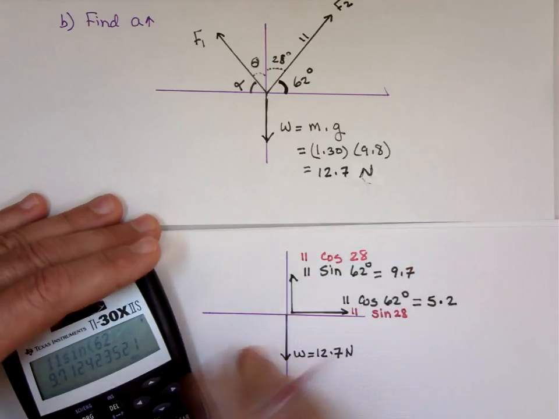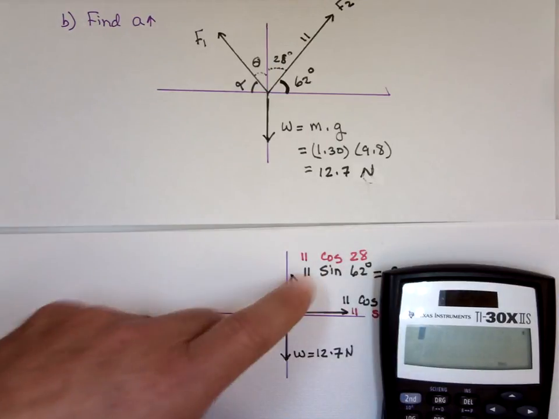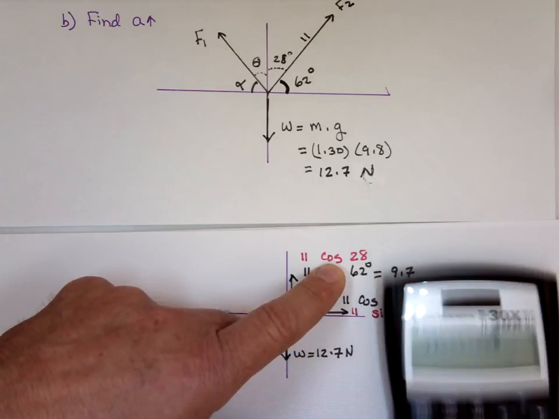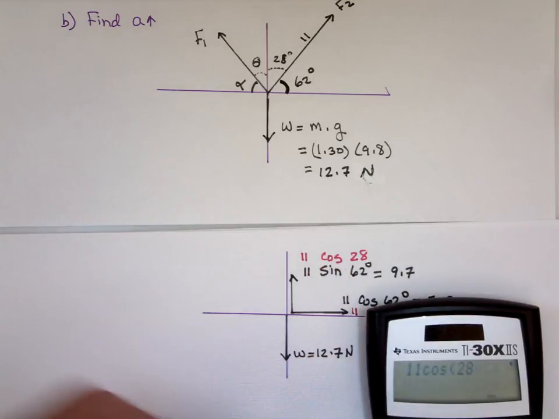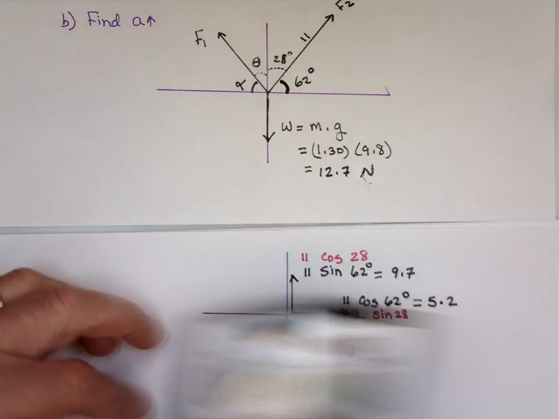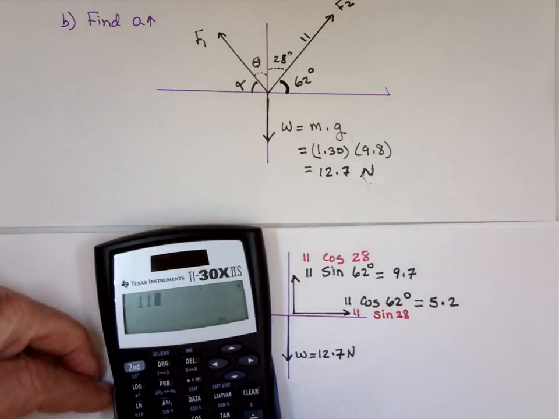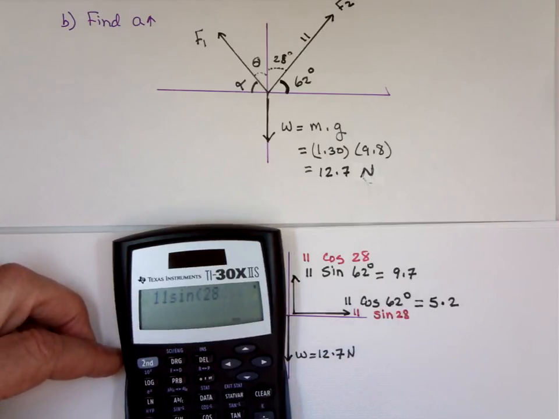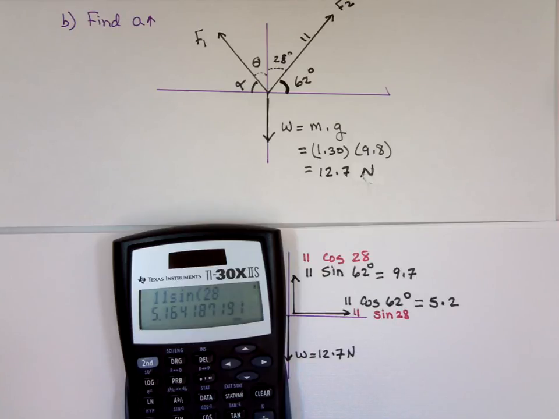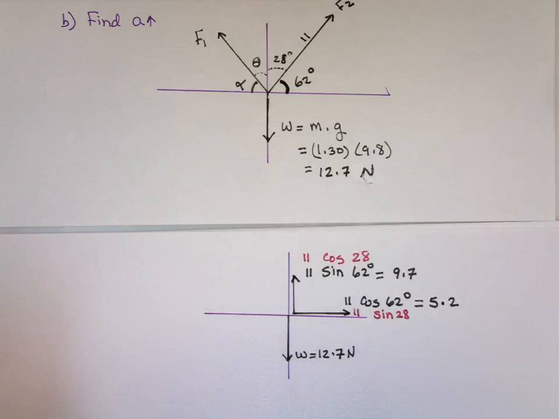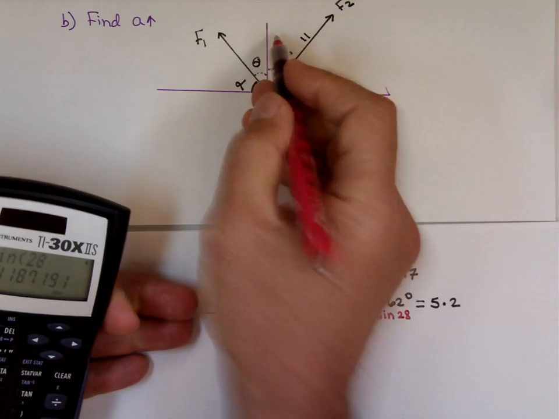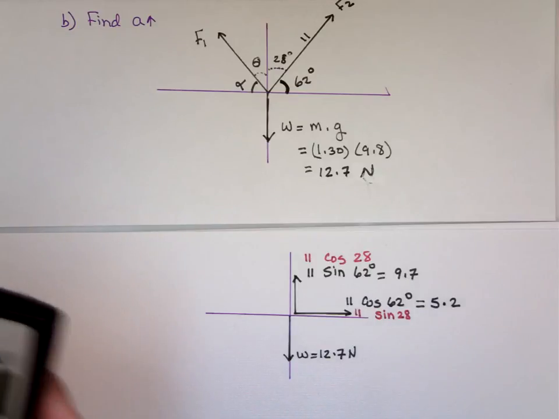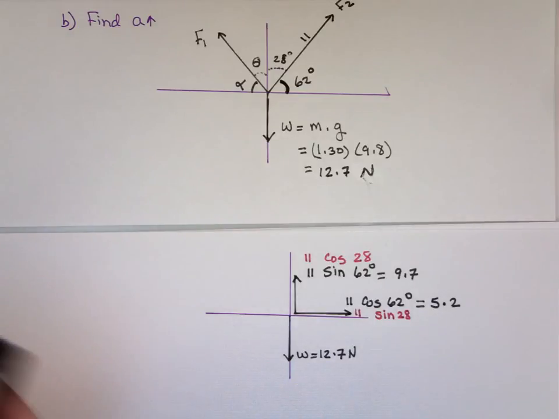And I bet if I go to my calculator and type these numbers, 11 cosine 28, does that give me 9.7? Yep. And if I did 11 sine 28, does that give me the 5.2? 5.16, yep. So I could have used the other one, but then you have to change your thinking, saying the x value now is going to be the sine and the y value is going to be the cosine. That's why I opted to switch them, to find the angle with respect to x. This way you don't have to switch your thinking.